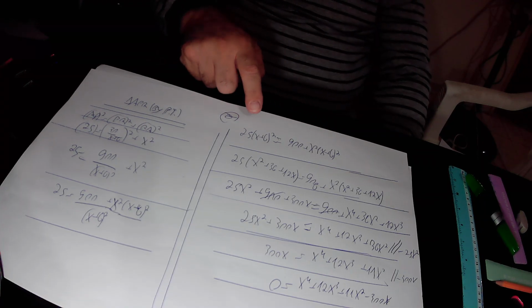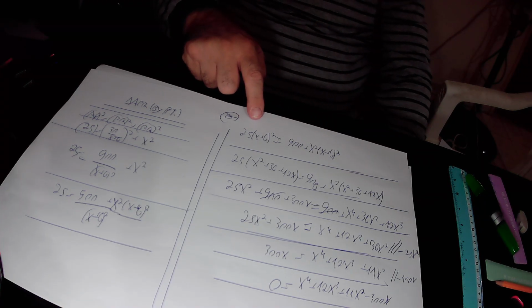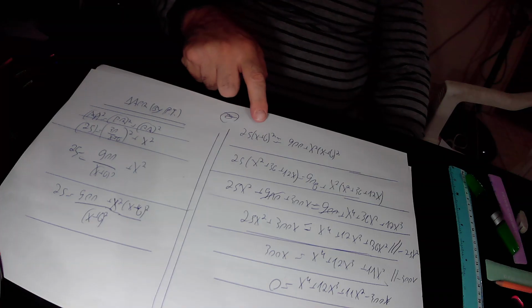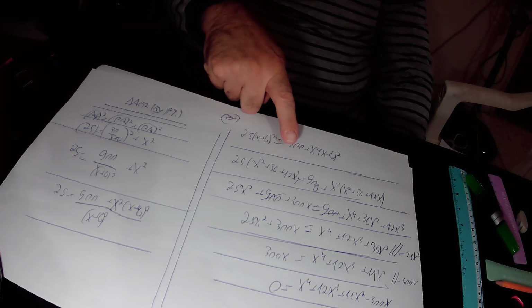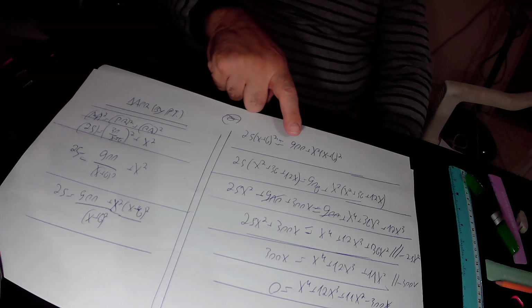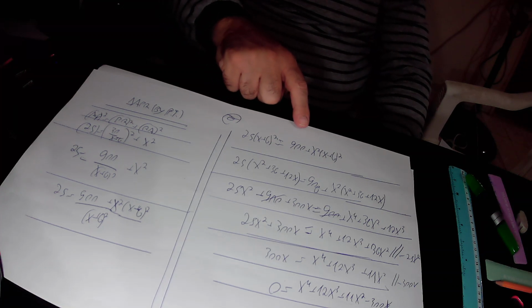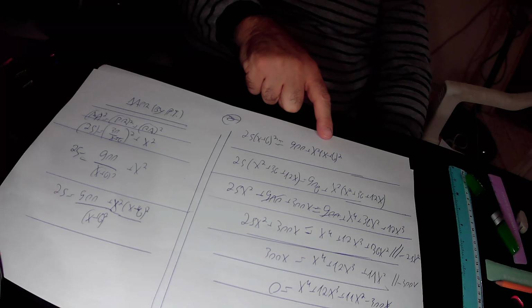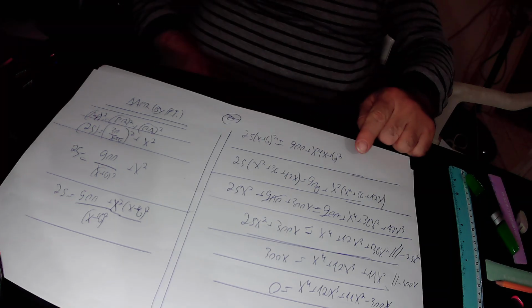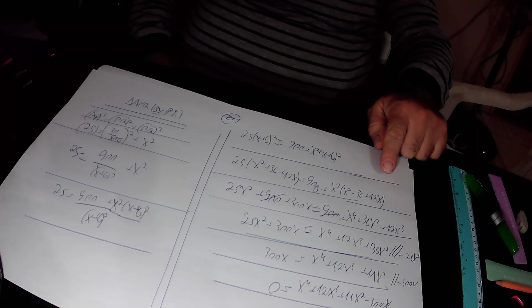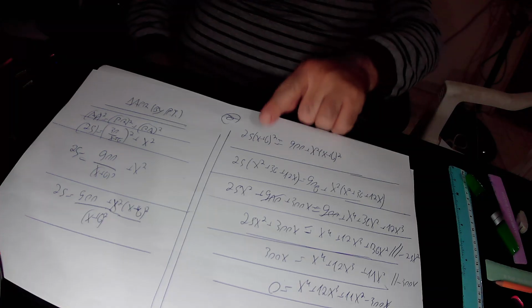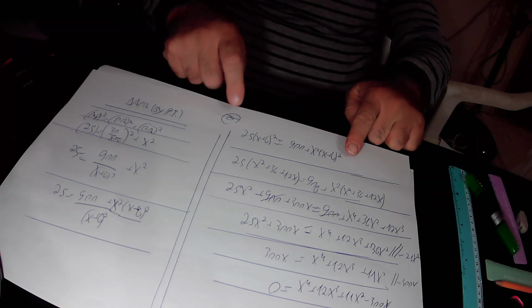So we have 25 times (X+6)². (X+6)² equals X² plus 6², that is 36, plus 2 times X times 6, that is 12X. So here we open the brackets on both sides of this equation.